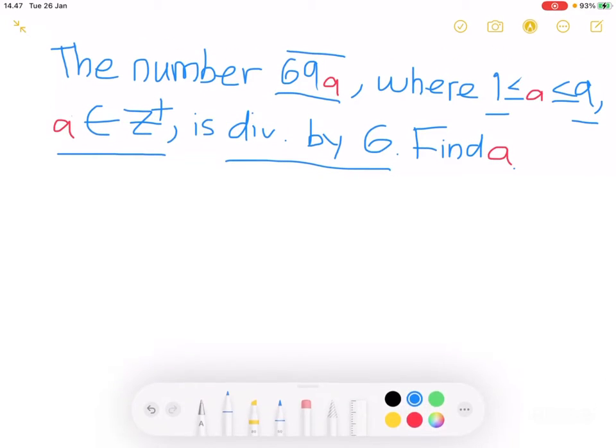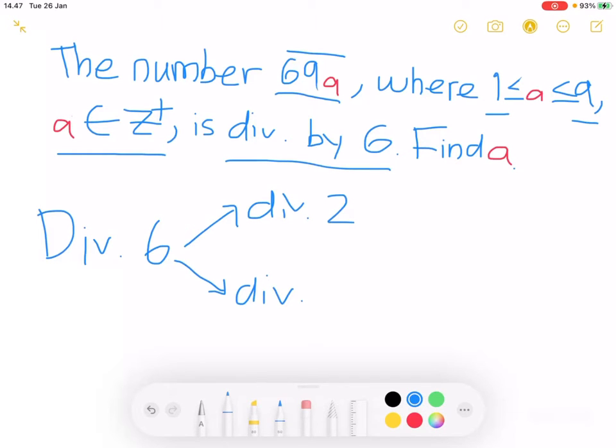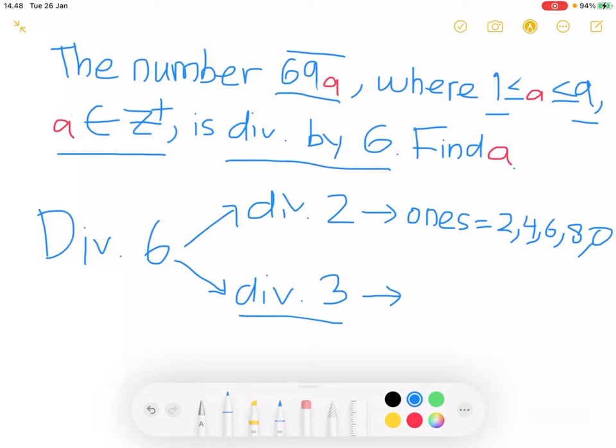So remember, the divisibility rule of 6 is that it is divisible by 2 and it's divisible by 3. So if it's divisible by 2, its ones digit must be either 2, 4, 6, 8, or 0. And on the other hand, if it's divisible by 3, the sum of its digits must be divisible by 3. There we go.